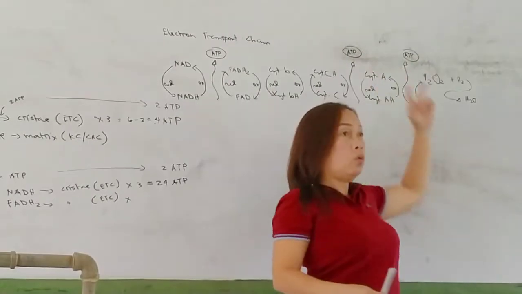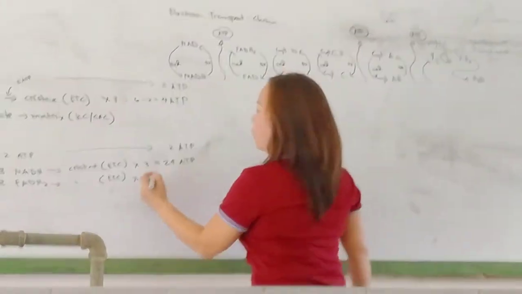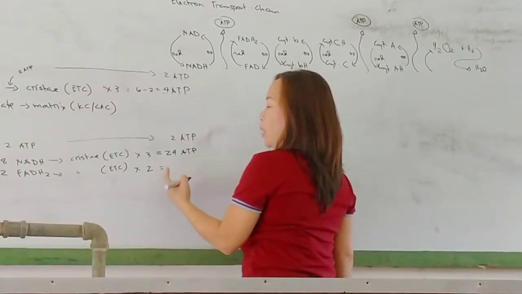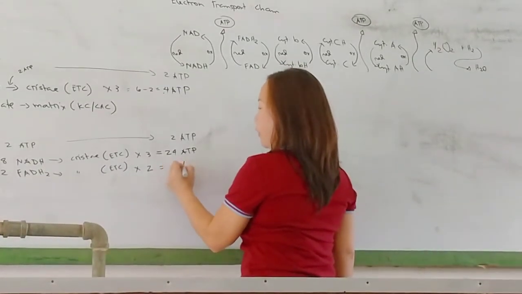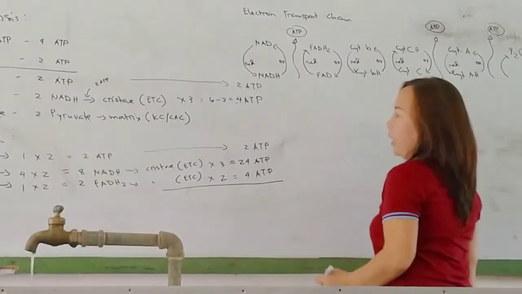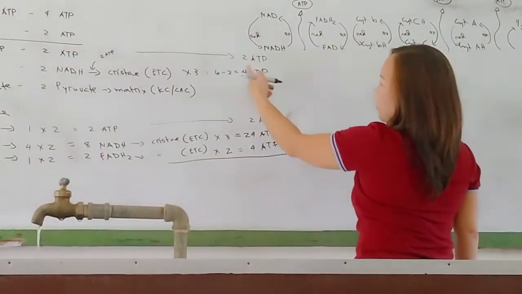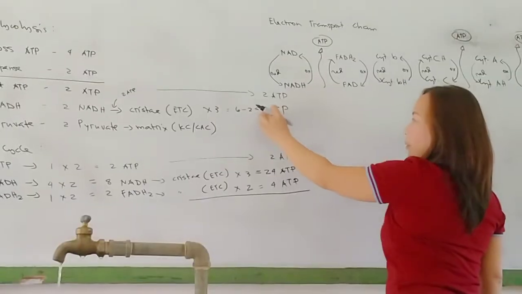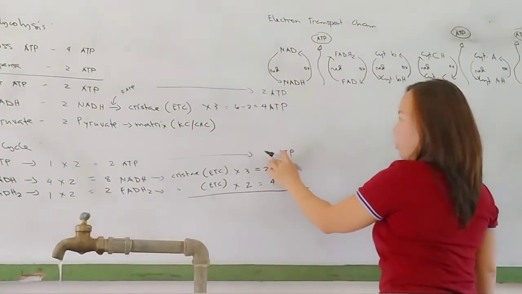Now, my question, how many ATPs were formed when FADH2 passed through the electron transfer chain? Okay, there are 2 ATP molecules. So we will multiply it by 2. Pila? 2 times 2 equals? 4. 4 ATP. So we will tally all how many ATPs were formed out of the breakdown of a glucose molecule.